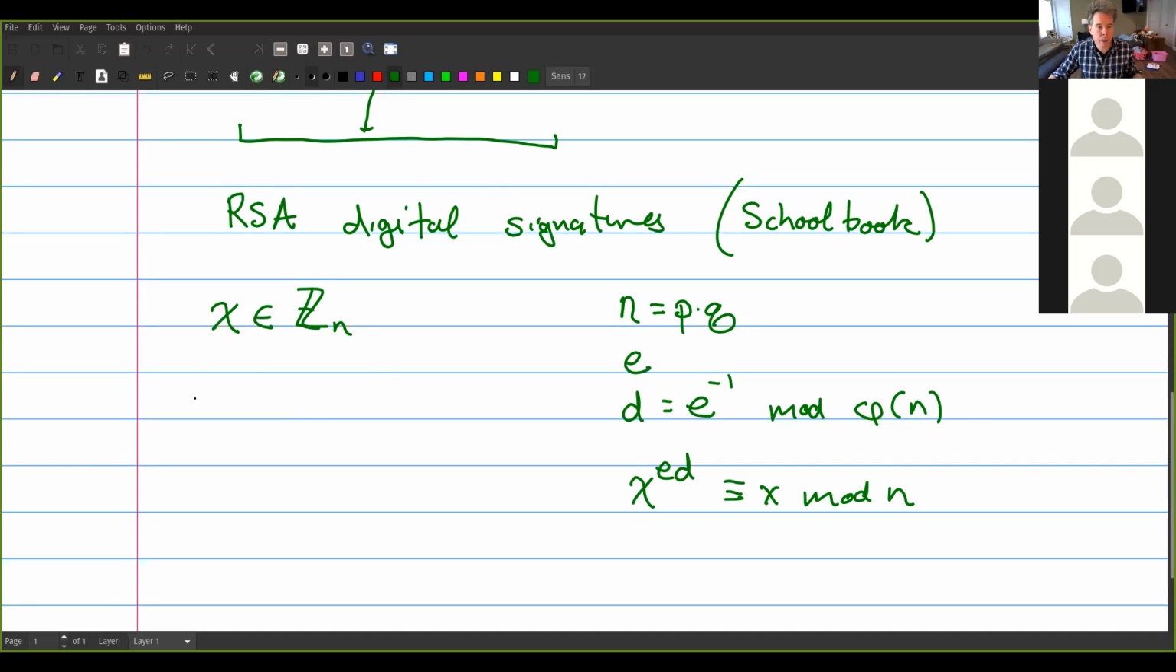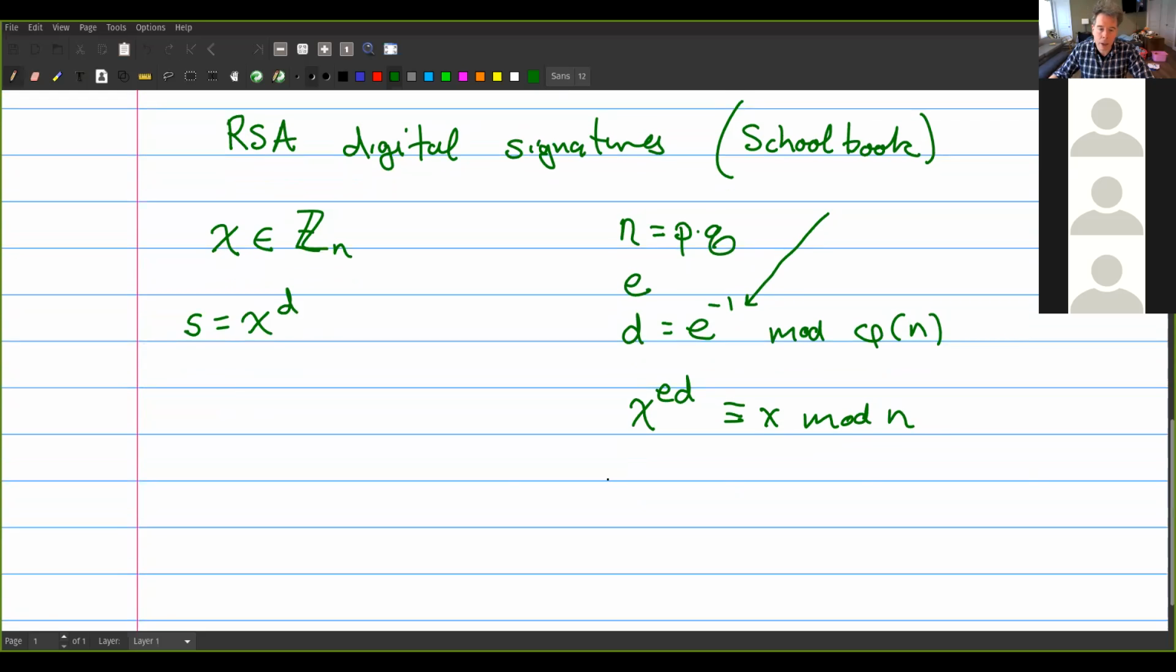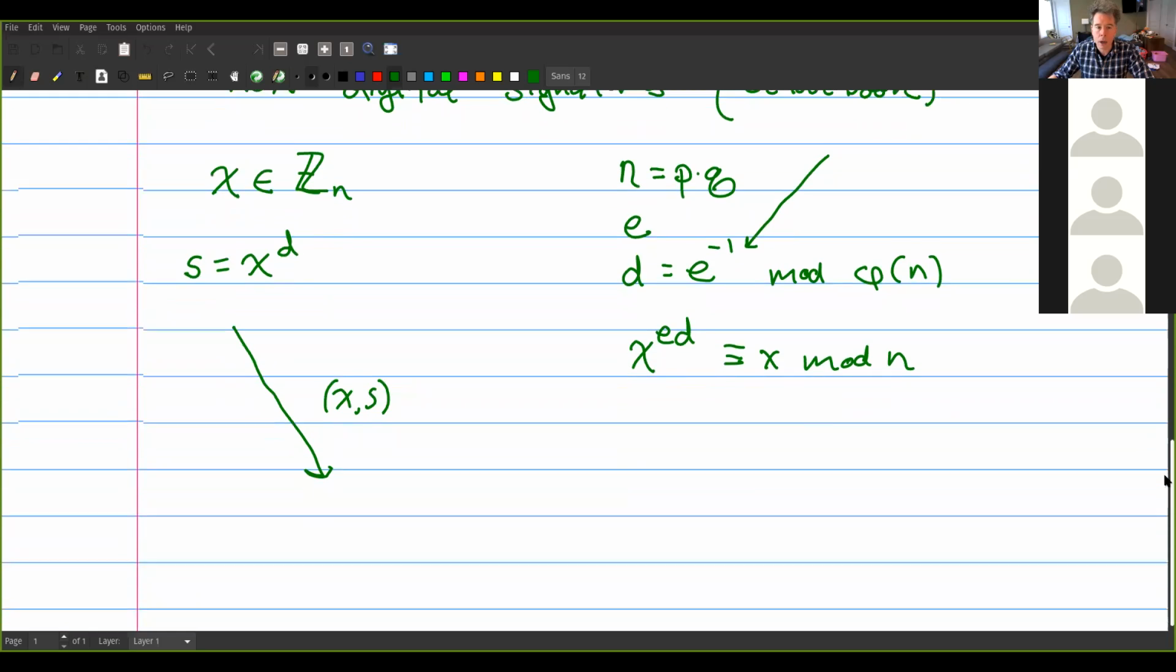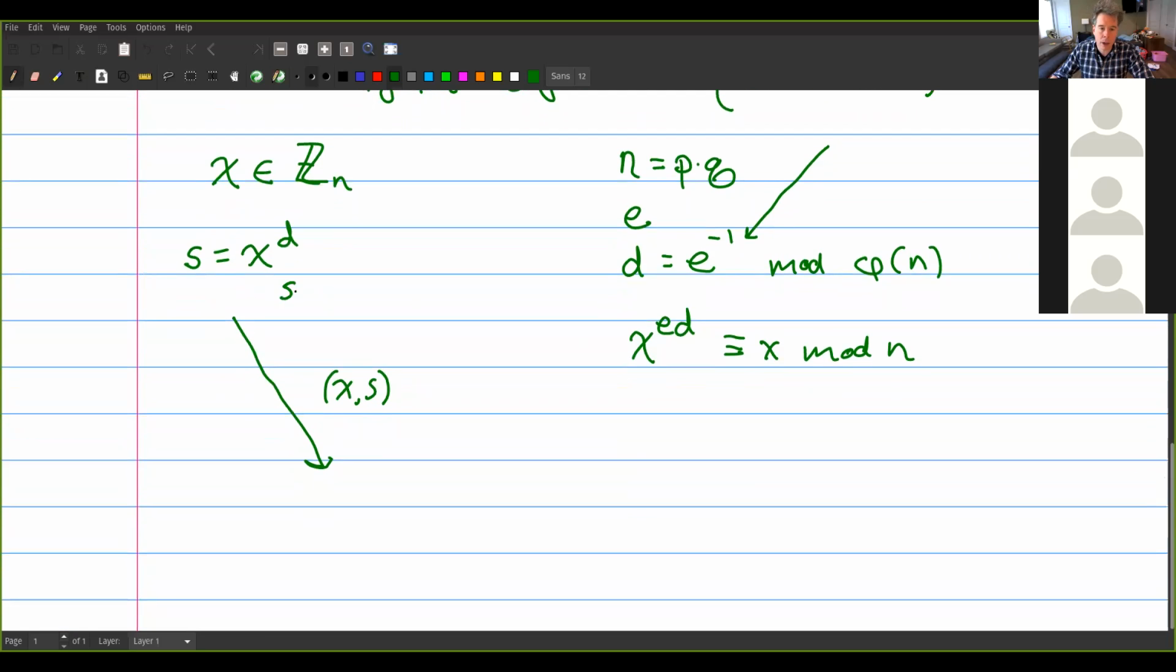But to produce a signature, the signature is just x to the d, where d is the private key here. So this is the number which only you know. So only you know d, so only you could have produced the signature, and then Alice will transmit the message together with the signature to Bob, and this is the signing process.